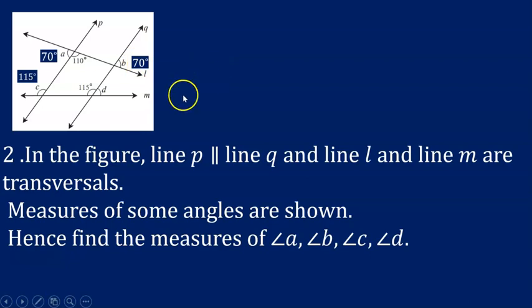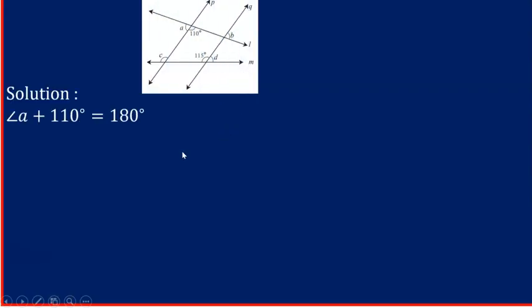Next, as these two lines are parallel, M is their transversal. Therefore, angle C and the angle with measure 115 are corresponding angles. Therefore, measure of angle C is 115 degrees. Next, 115 and D are linear pair angles. Their sum is 180. Therefore, 180 minus 115, you will get here 65. And we have calculated all the measures of angles here. Now see this here one by one. Solution.